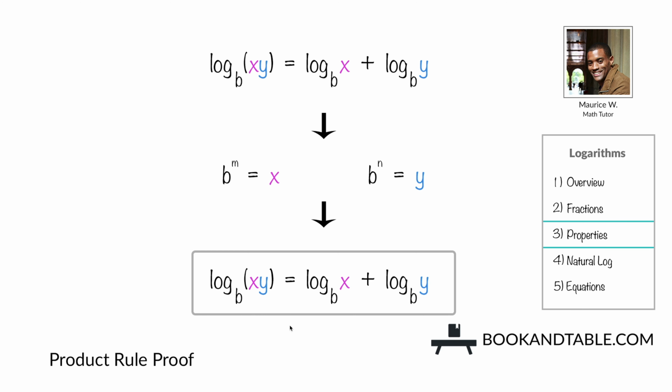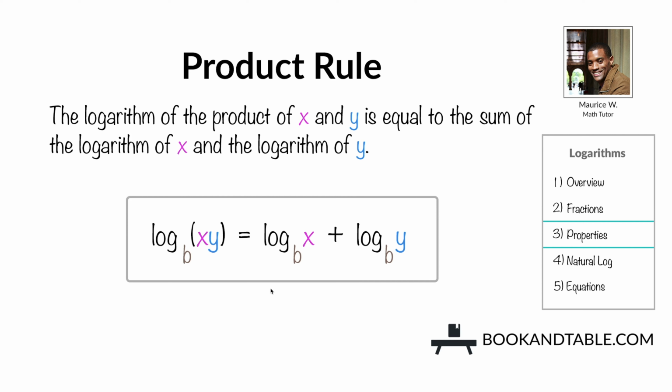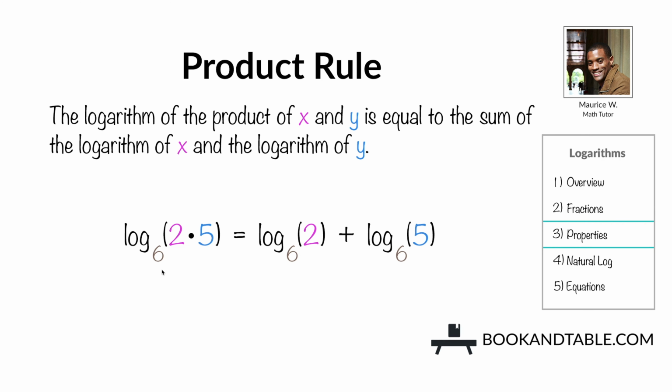So now that we've proven the product rule, let's take a look at some examples of how it works. Let's say we had a log base 6 of 2 times 5. We can expand this term into two different terms. The first term would be log base 6 of 2, which we see here, plus the log base 6 of 5, which we see here. So these two terms can be combined to give us this term here, or this term can be broken up to give us these two terms here.